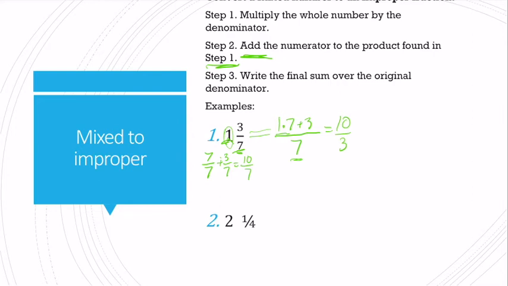Let's try this again for 2 1/4. I'm going to take 2 times 4 plus 1 over 4. And that gives me 8 plus 1 over 4, so 9/4.